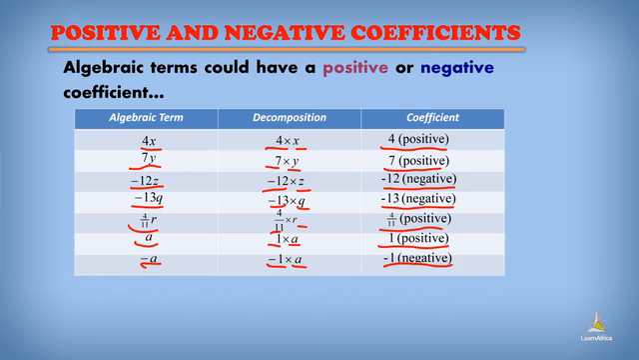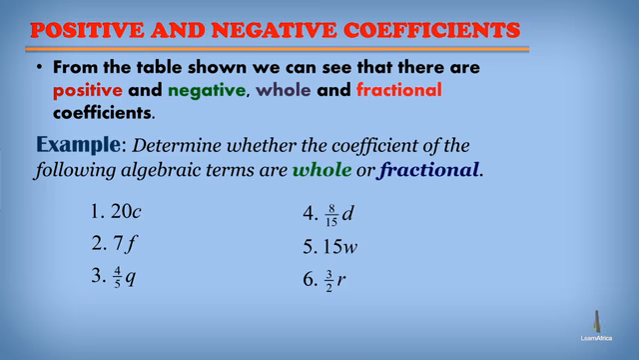Now let's go on to look at an example. Okay, still talking about positive and negative coefficients. You know, from the table we saw before, I believe you must have seen certain situations where we had to put negative signs, meaning that those terms were negative. Furthermore, beyond just having positive and negative coefficients or terms, we could also have terms with whole coefficients, and then terms with fractional coefficients.